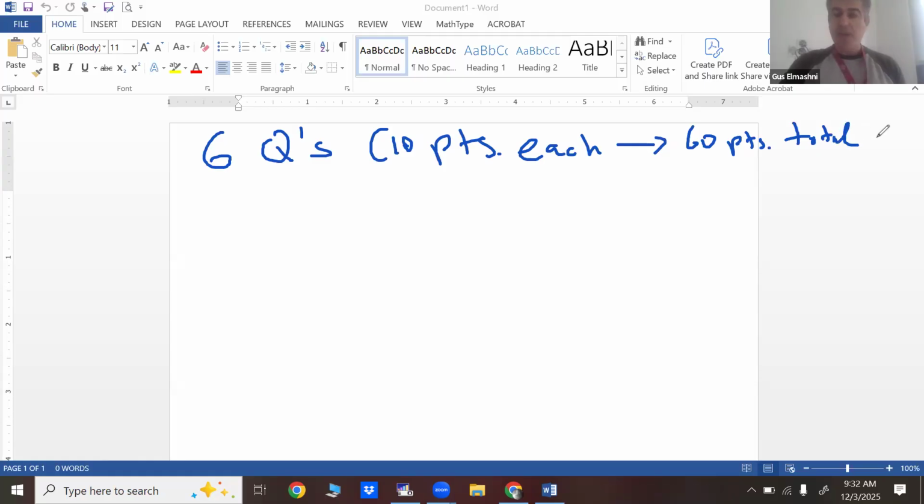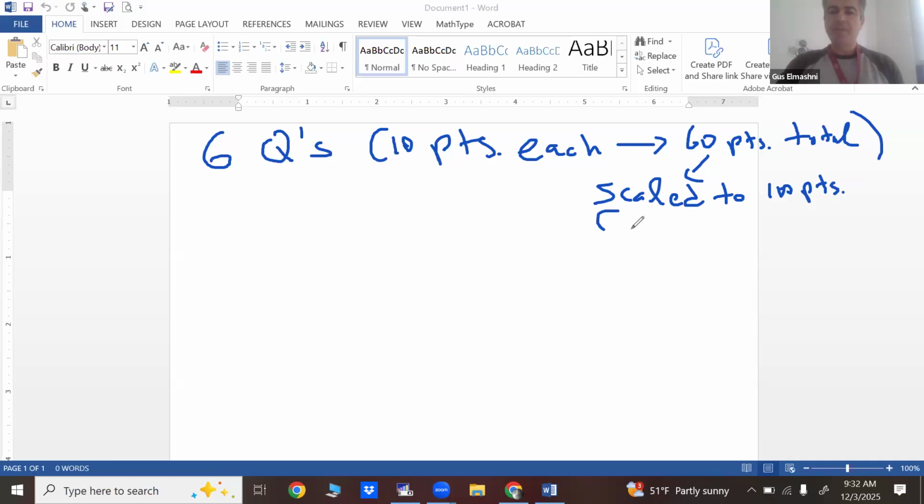And also it will be scaled to 100, so it's the same weight as all the other tests. We'll have had 5 tests by this Thursday, by tomorrow, and everyone's scaled up to 100. Scale to 100 points, just like all previous tests.